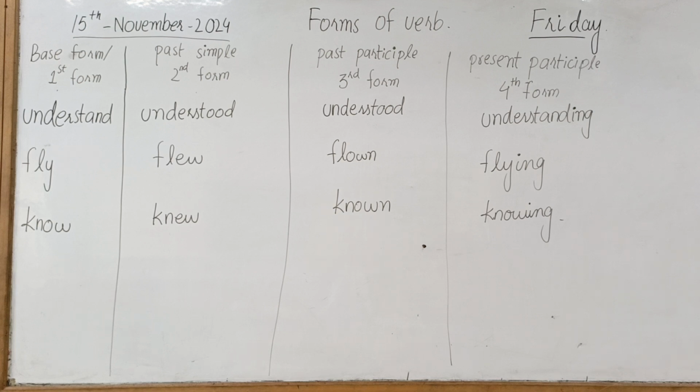Flying. Very good. Then the last word we have here is know. The second form, past simple of know, is knew, and the third form, past participle, is known, and the fourth form, present participle, is knowing. Very good. Know, knew, known, knowing. Okay, getting me? Just take a screenshot of that or just note it down.